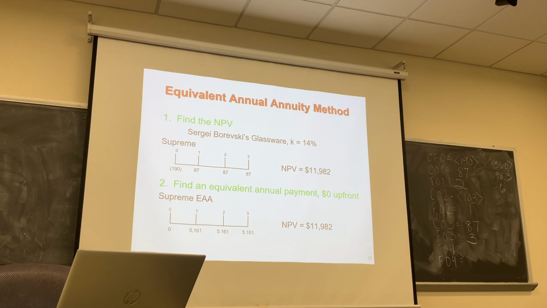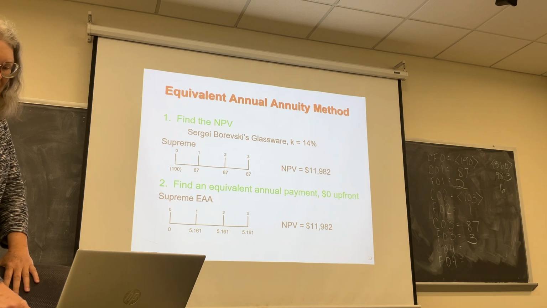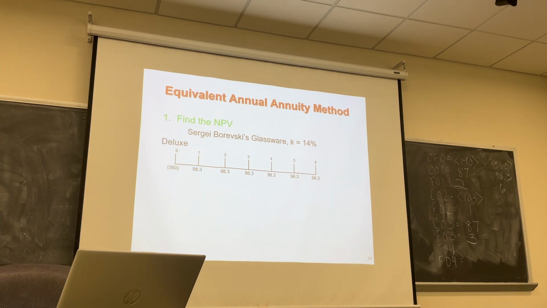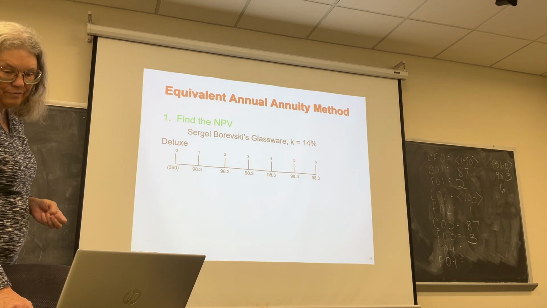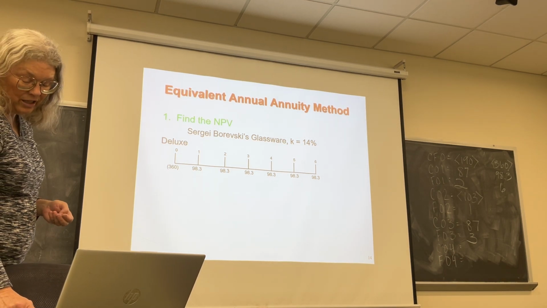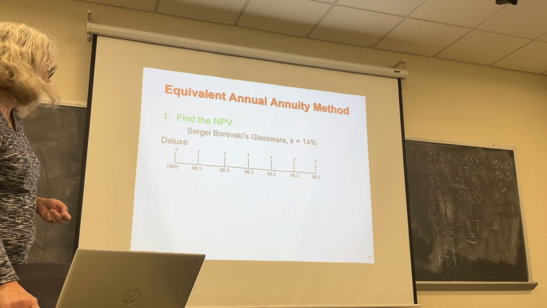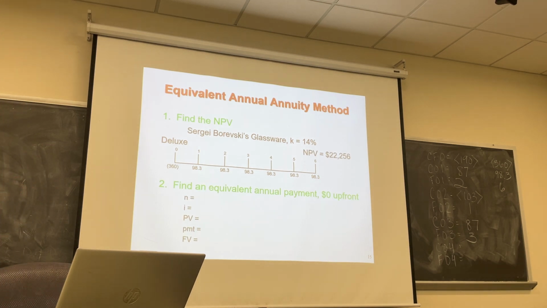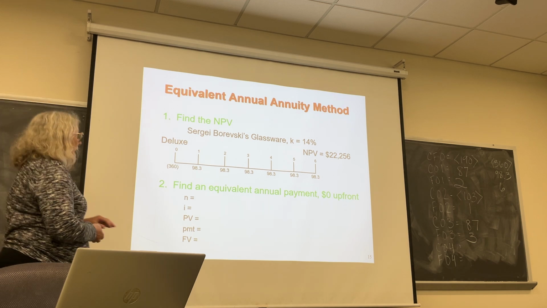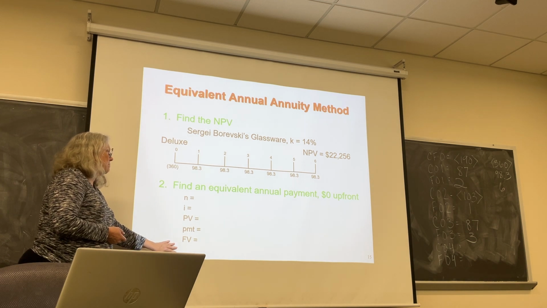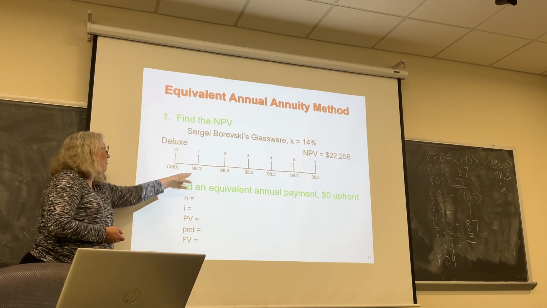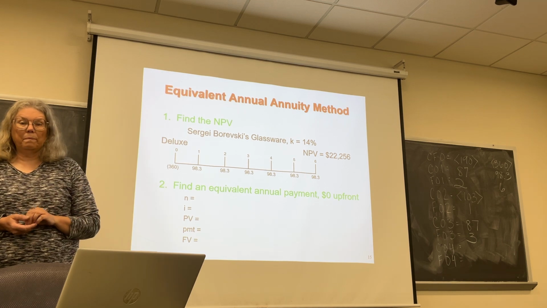She's recording. Okay, then we're going to do the same thing with Sergei Borovsky's glassware. Now, we did this already because we did the replacement chain. So the NPV was 22,256. So now find an equivalent payment for that NPV.